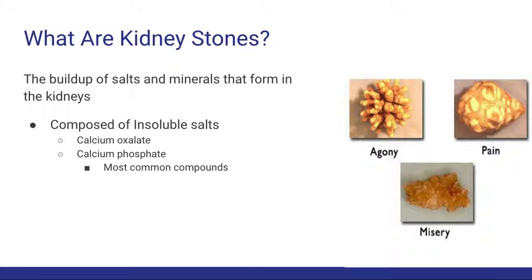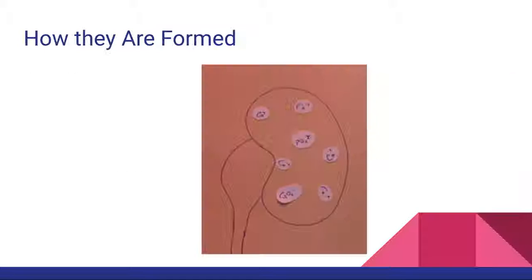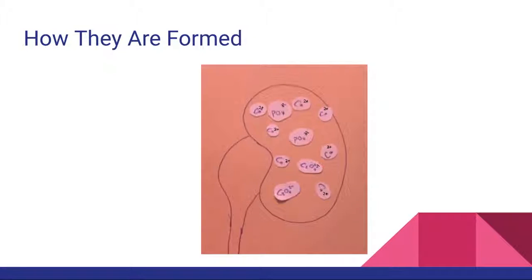Kidney stones are the buildup of salts and minerals that form in the kidneys. They are composed of insoluble salts, which are substances that combine and create hard little pieces that don't dissolve. We begin with lots of calcium, phosphate, and oxalate ions found in the kidneys. An increase in these compounds causes them to build up.